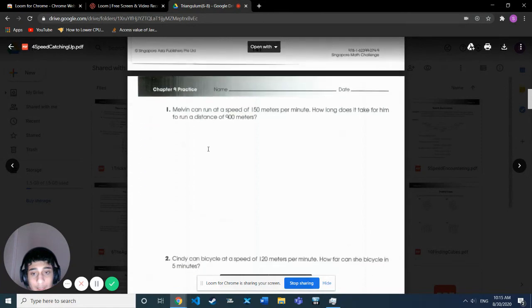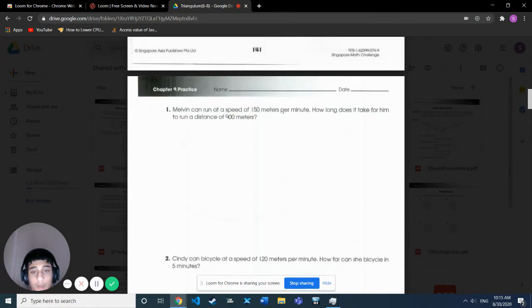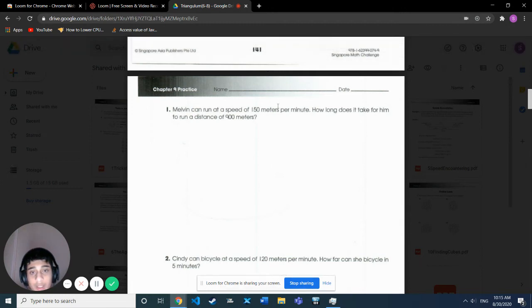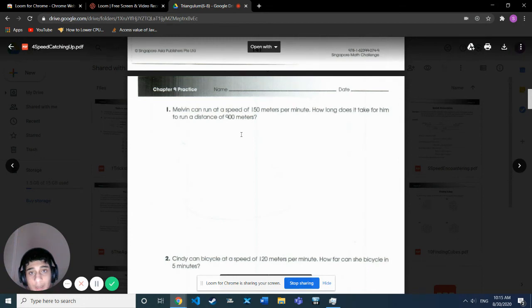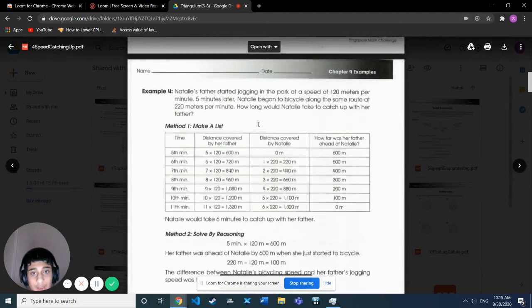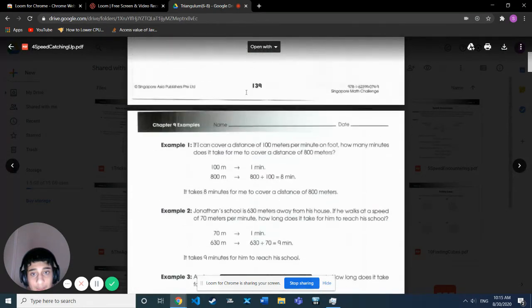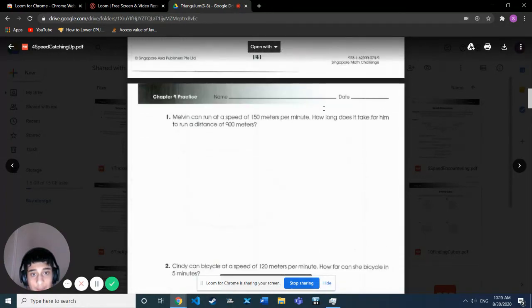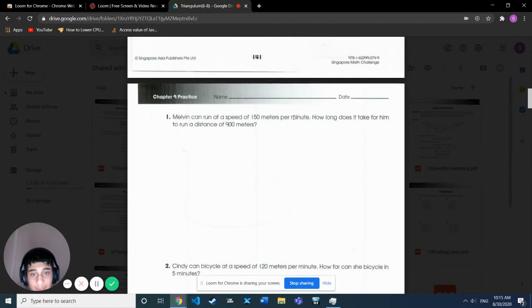I'm just going to show you one example, or maybe two. Melvin can run at a speed of 150 meters per minute. How long does it take for him to run a distance of 900 meters? Time is equal to distance divided by speed. His distance is 900 meters divided by his speed, which is 150, and that gives you 6. So it's going to be 6 minutes.